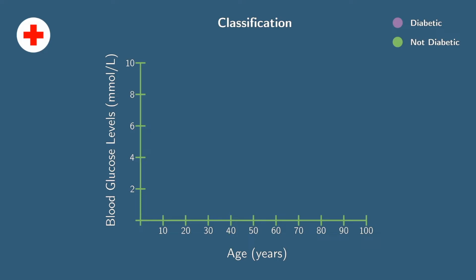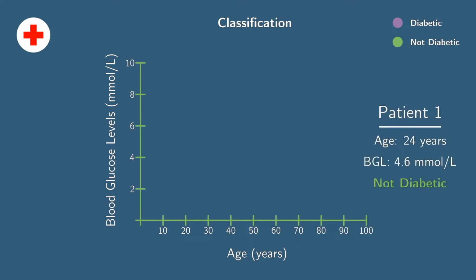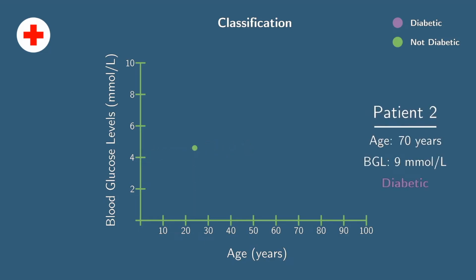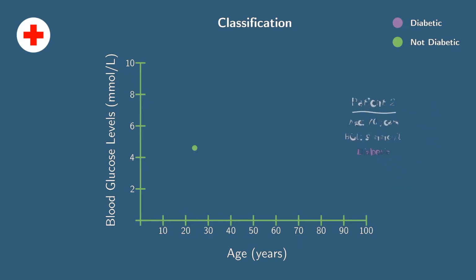A helpful technique can be to look at previous data. For example, patient 1 had an age of 24 and had a blood glucose level of 4.6 millimoles per liter. This patient was found to be non-diabetic. Similarly, another patient had an age of 70 and a blood glucose level of 9 millimoles per liter. This patient was found to be diabetic.